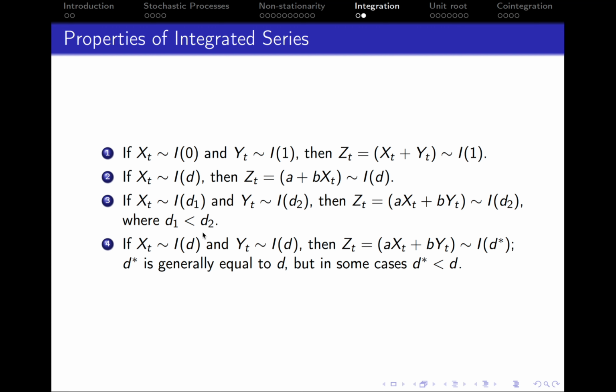And if x is integrated of order d and y is integrated of order d, then their linear combination will be integrated of order d*, where d* is generally equal to d, but in some cases it might happen that d* will be lower than d. And this property is actually related to the discussion of co-integration, because we will see that our variables will be integrated of order 1 instead of d, so one here, but we will see that their linear combination will be integrated of order 0.